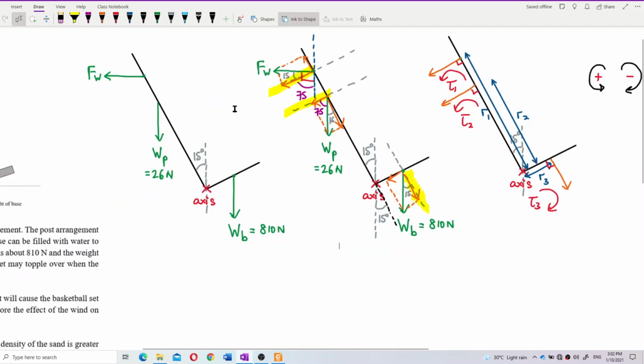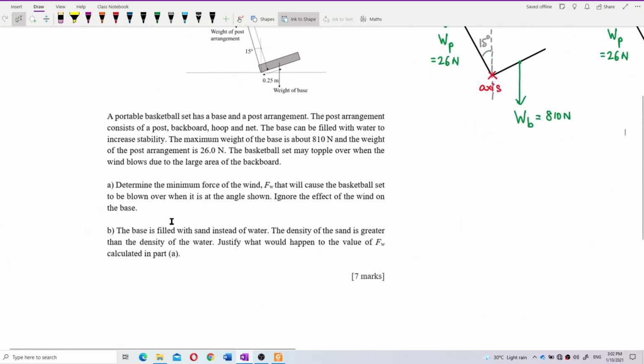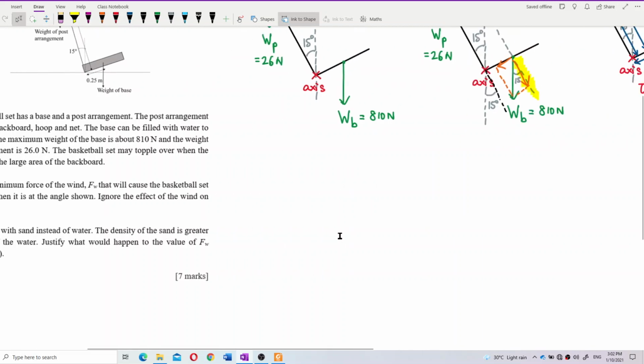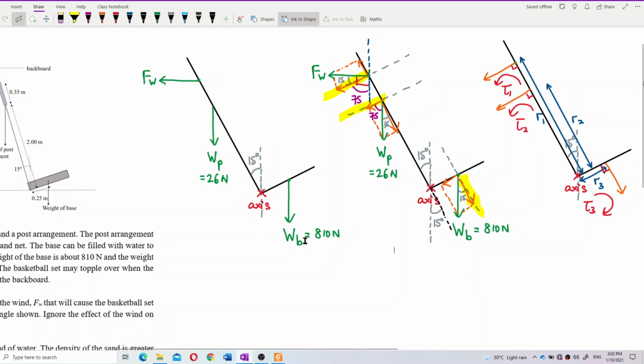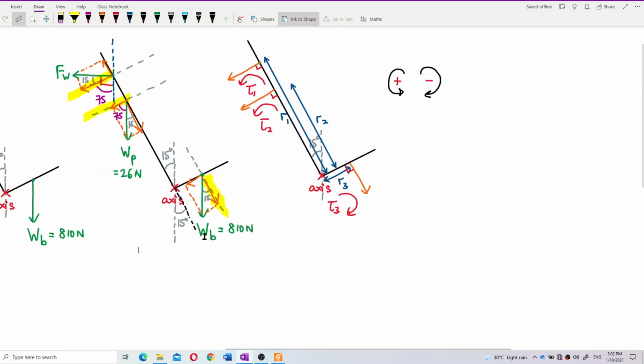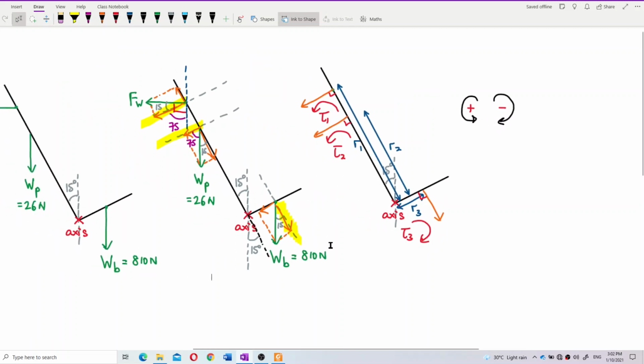And then what will happen to the B? If you fill the base with sand instead, of course you increase the weight of the base. If you increase the weight of the base, of course you will increase this torque 3. You will increase the torque clockwise, and so you explain what will happen later on.